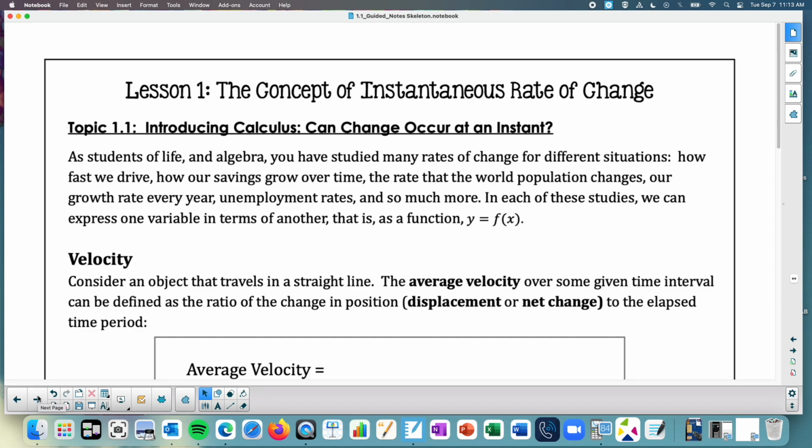And if you're trying to figure out how fast things are changing, it's actually helpful to know how they're changing at an instant, rather than how fast they're changing between two pieces of information. So you guys are very used to doing average rate of change, which this is using velocity as an example, just to kind of get you used to it. Position, velocity, and acceleration are going to be a big part of calc.